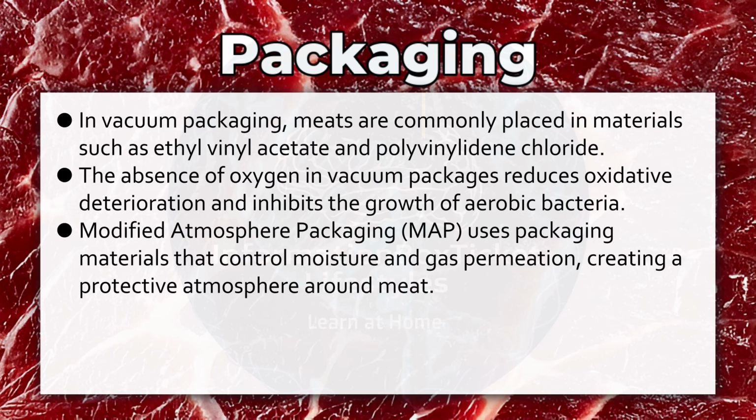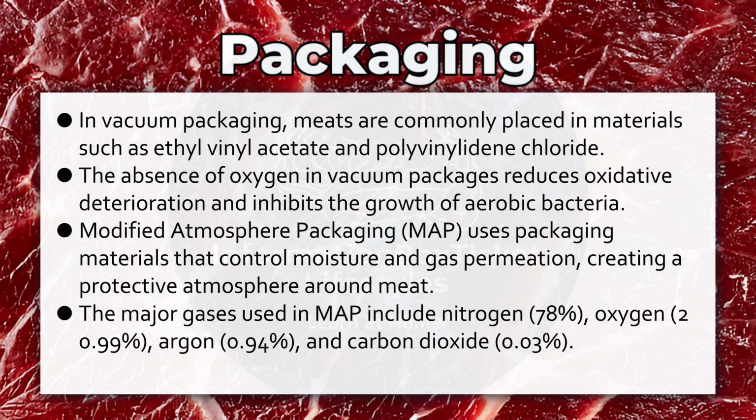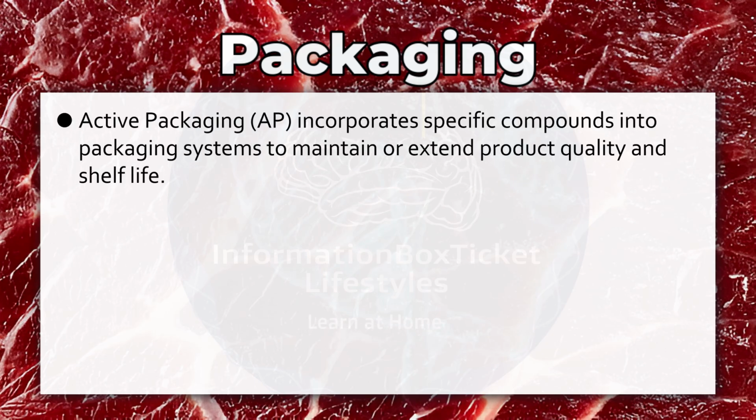Modified atmosphere packaging uses packaging materials that control moisture and gas permeation, creating a protective atmosphere around meat. The major gases used in MAP include nitrogen, 78%, oxygen, 20.99%, argon, 0.94%, and carbon dioxide, 0.03%. Active packaging incorporates specific compounds into packaging systems to maintain or extend product quality and shelf life.